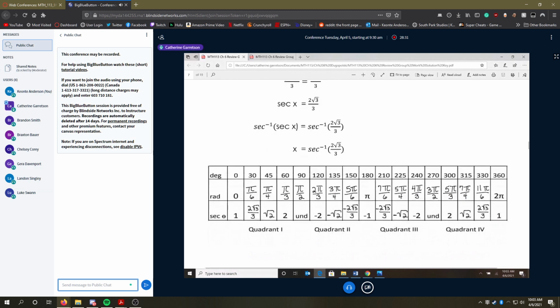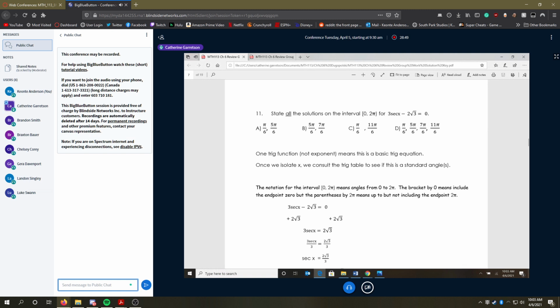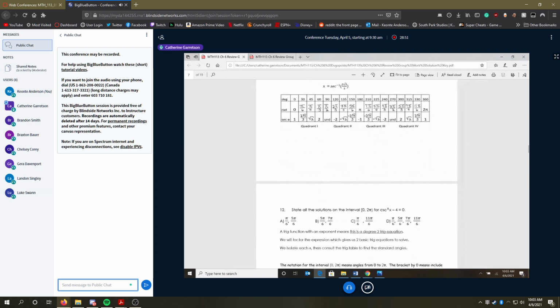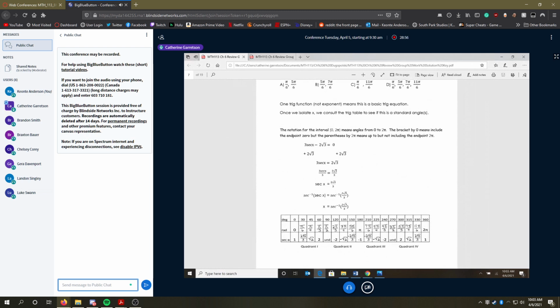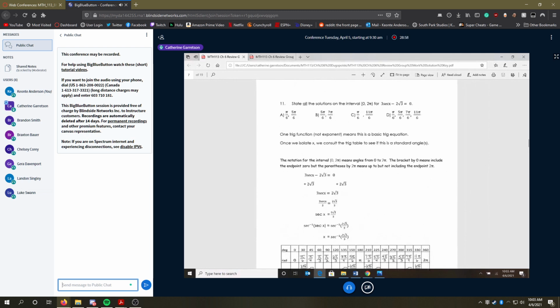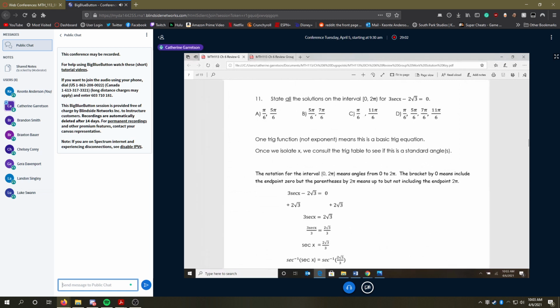And so the answer would be, why does this not show the answers here? Am I on the wrong one? No, this is the answer. So we see the answer is pi over 6 and 11 pi over 6. I just didn't indicate what the correct answer was. That's weird. I didn't know. Anyway, so the answer would be C. Questions on that one?